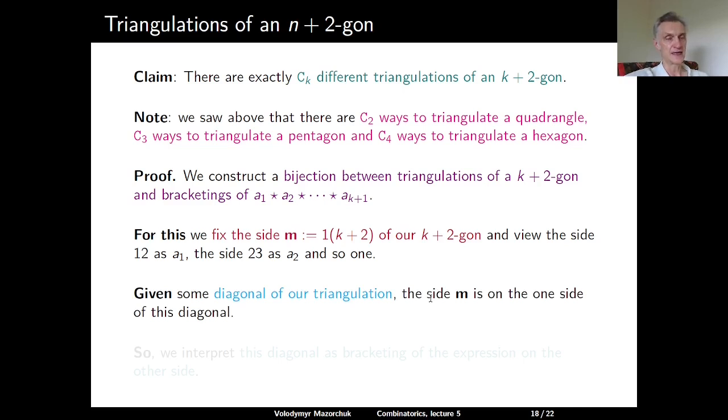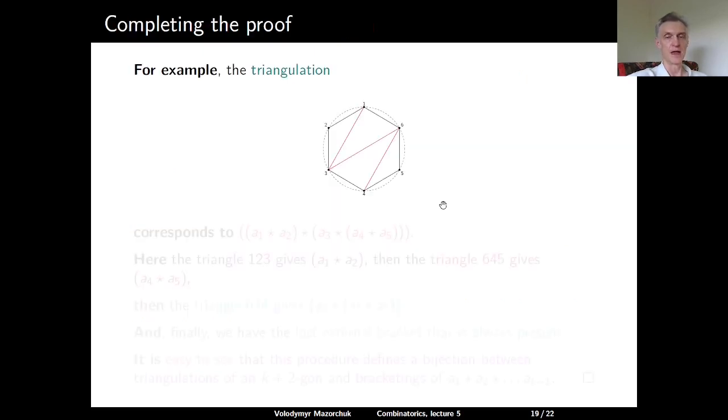If we now look at a diagonal of a triangulation of our k plus 2 gon, then the side m is on the one side of the diagonal. So we interpret this diagonal as a bracketing of the expression on the other side. Here is an example. Look at this triangulation of the hexagon, and let us explain why this corresponds to this bracketing of A1, A2, A3, A4, A5.